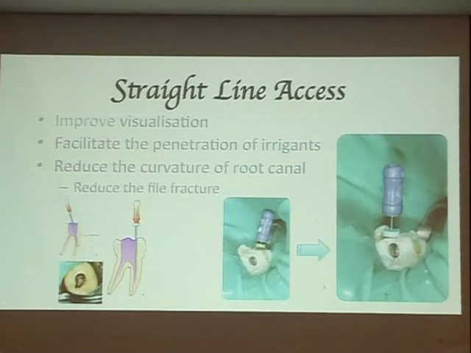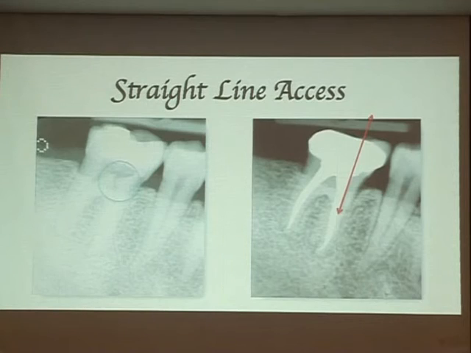So this is my advice. Straight line access is also very important. You need to open up the window part of the tube first before you do anything. Without removing this, your file bends too much and will cause cyclic fatigue. It's a clinical case. Okay, I removed that and I have a more straight line access in this case.